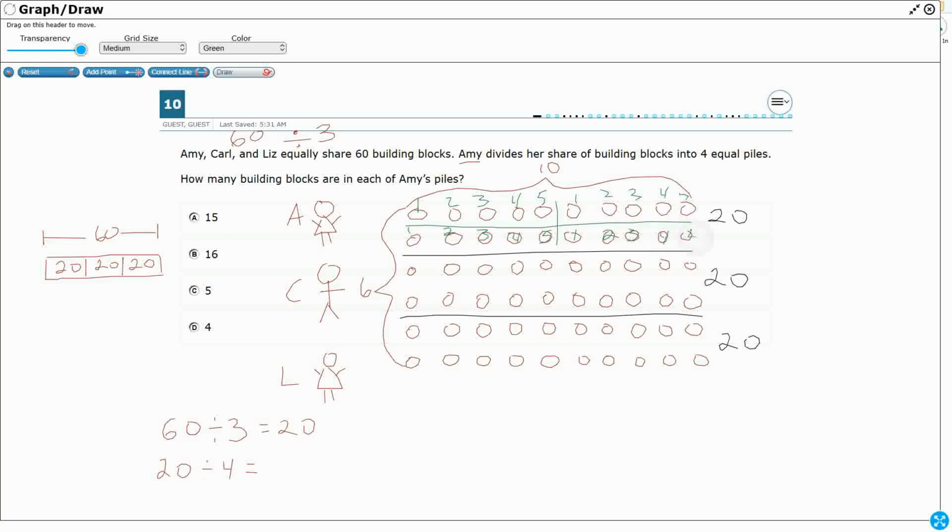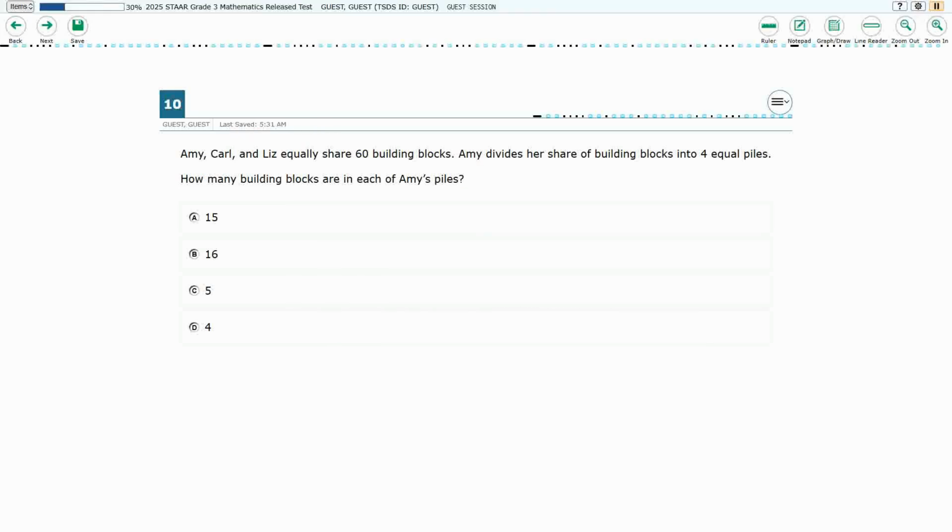And the question is how many is in each pile? Well, that's going to be 5 in each pile. And what I would do is take this 20 right here and cut it into 4 equal piles like this, and then just say 5 is in each one of them. So that is going to be our answer, C, because Amy has 5 building blocks in each pile.